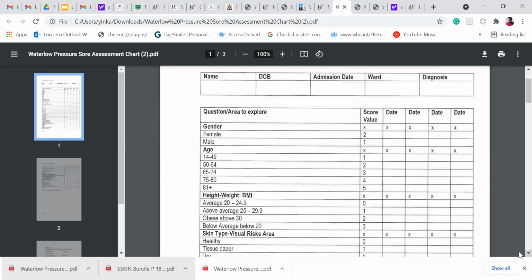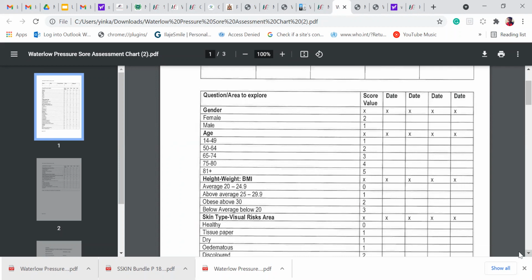So, question or area to explore. Remember when we were talking about the assessment, or what to check. Gender has its own scoring. A female will score 2. You know why? Because of the risk for females to develop pressure areas. For females it's higher because of the body structure, the skin type, and things like that. The male will score 1.